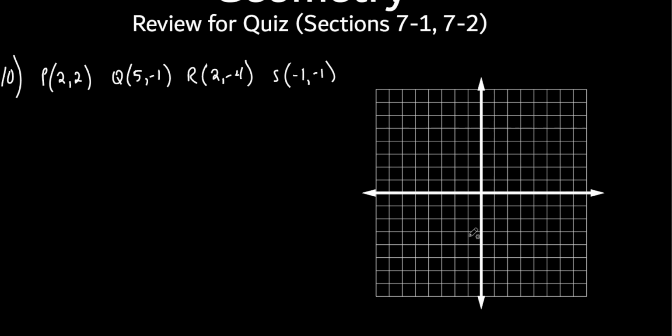2, 2. 2, 2 is right there. 5, negative 1. 2, 3, 4, 5, negative 1. 2, negative 4. 1, 2, 3, 4. And negative 1, negative 1. Be right there. All right. So there's your figure. So what do I do with those points? Connect them, yeah. And we're going to see what kind of figure we have. And then we'll find the area of it. That one right there didn't quite land. There we go. That looks a little better.